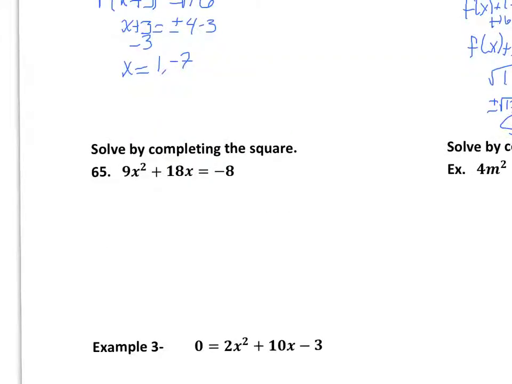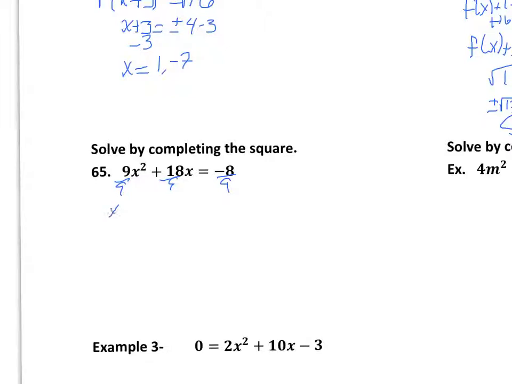All right, so number 65 here. Okay, what's the first thing we need to do on this problem? Half of 18. Nope, not yet. Take out 9. Yeah, we gotta divide everything by 9. We cannot have the leading coefficient be something other than 1 in order to complete the square. And this is where completing the square can get a little messy. So we're gonna divide everything by 9. And it's got to be everything by 9.